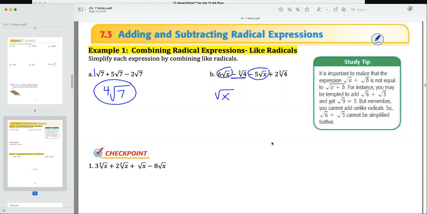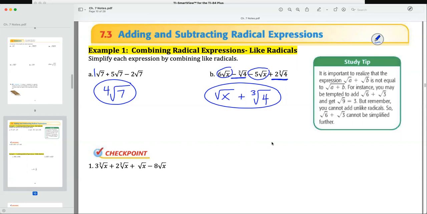And then this is negative cube root of 4. Basically like negative 1 cube root of 4 plus 2 cube root of 4. Negative 1 plus 2 is 1. So this is going to be just plus 1 cube root of 4. That would be your final answer for those. So go ahead and pause, try the checkpoint.